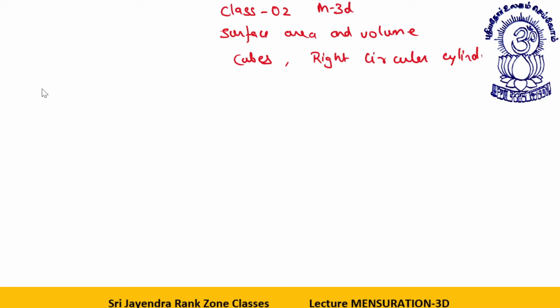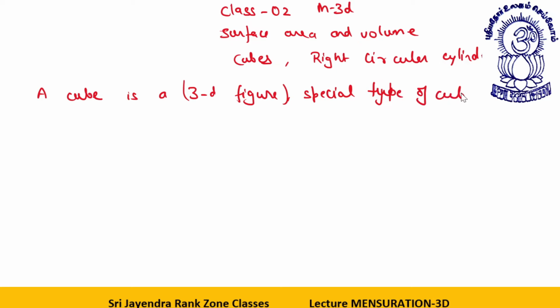See, what is a cube? First of all, a cube is a 3D figure. Now I'm saying it is a special type of cuboid which has its L equal to B equal to H. Let's say all of them I say are a.